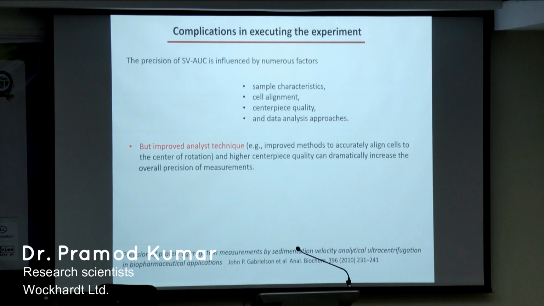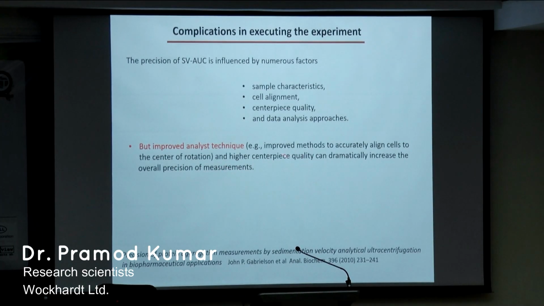Yesterday I found this paper very interesting, and they focus on the complications of the AUC. They say clearly that the precision of SV AUC is influenced by numerous factors, for example the sample characteristics, the cell alignment, the centerpiece quality, and the data analysis approaches. But improved analysis techniques, improved methods to accurately align cells to the center of rotation, and high centerpiece quality can dramatically increase the overall precision of the measurements.